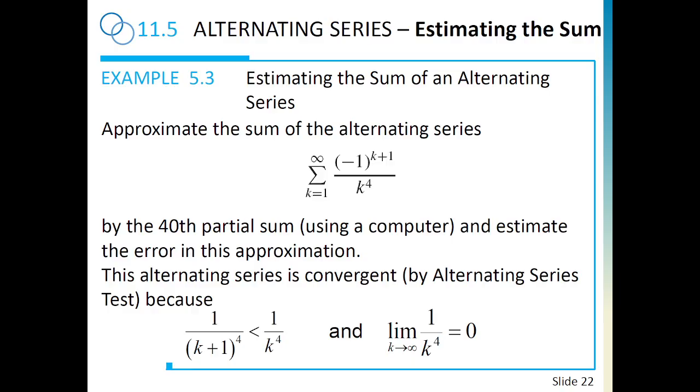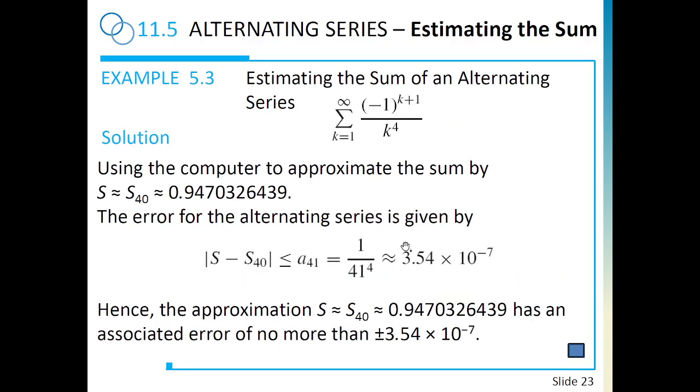Now, obviously it's not easy to find that number. So let's say somebody tells us to add the first 40 terms, so the 40th partial sum, using a computer. Obviously we are not going to do it by hand, and then estimate the error. So we will get an approximation for the sum, but also we are able to estimate the error. So if we use the computer and we add the first 40 terms of the series, we get this number. So this is an approximation of the total sum. We still don't know what's the exact value, but we get an approximation.